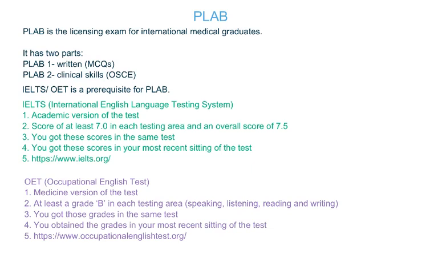OET, which is Occupational English Test, is basically designed mainly for healthcare professionals. It is profession specific, so you have to take the medicine version of the test. You should get grade B in each testing area. These grades should be in the same test and in the most recent sitting of the test. For further information, you can visit the official website of OET.